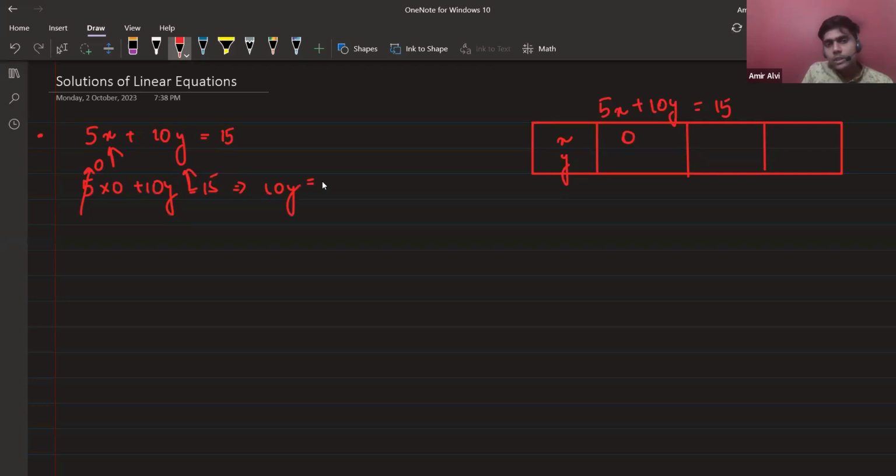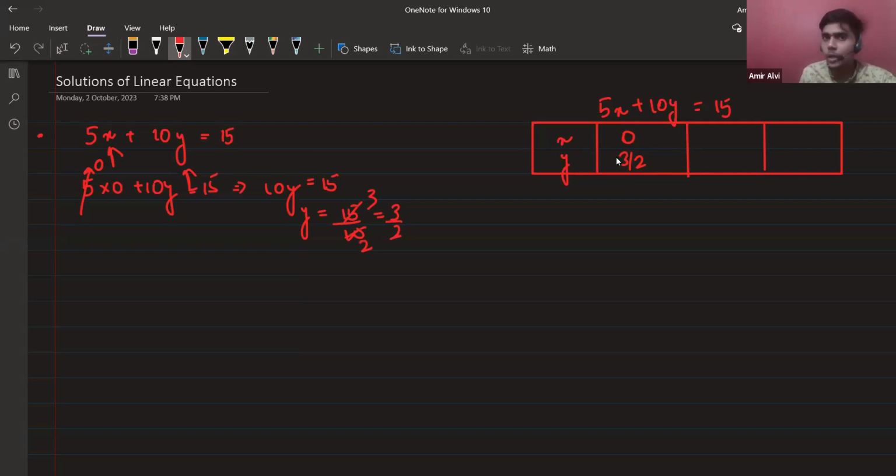10y equals 15. So y will be 15 by 10, which is 3 by 2. 5 threes are 15, 5 twos are 10. So if we put the value of x here, we have got one pair, 0 and 3 by 2. At x equals 0, y will be 3 by 2. Clear, Simrat? Yes or no? Is this point clear to you?